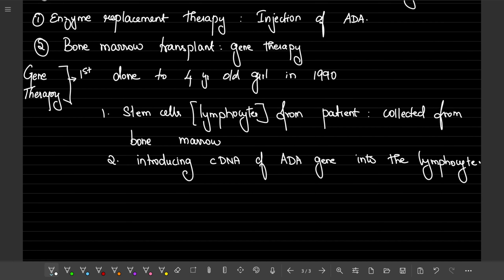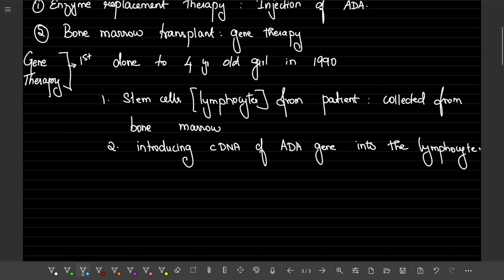Complementary DNA. Okay, what do we mean by that? Good, yes. So introducing cDNA of ADA into the lymphocytes, now collected from the bone marrow, and these lymphocytes are allowed to multiply. These are cultured in the lab, we'll say, which means more copies of them. Okay, so cultured in laboratory conditions.